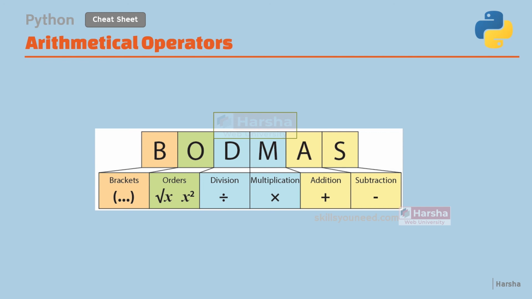Alright, this is all about arithmetic operators in Python. And in the next lecture, we are going to learn Boolean values, that is true or false.